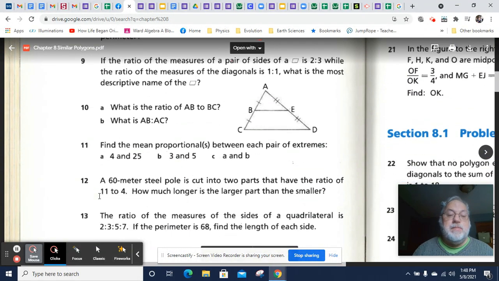So let's see what happens with B. So B is, we've got this pair of extremes, 3 and 5.